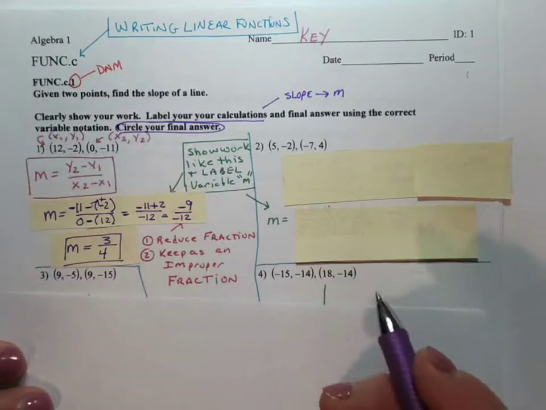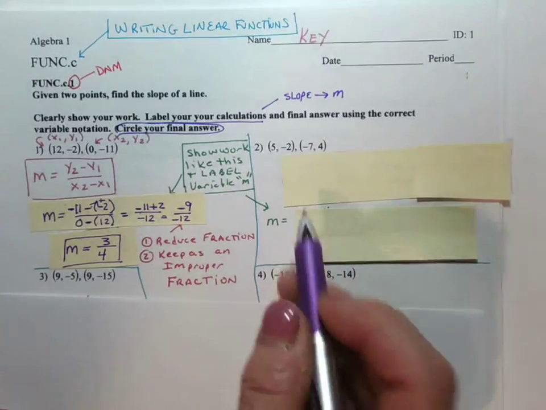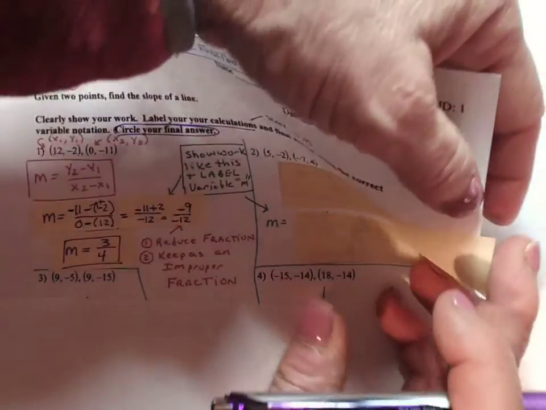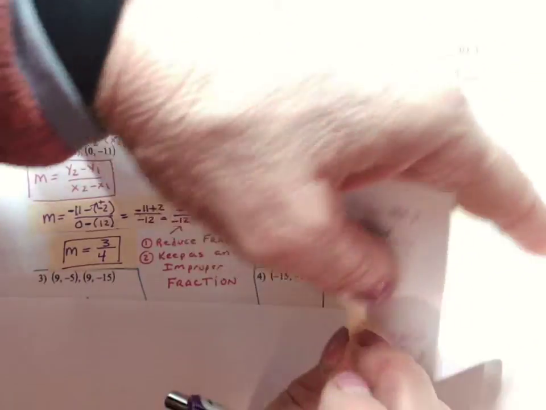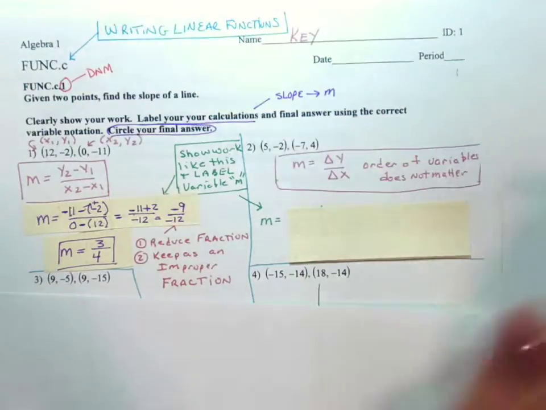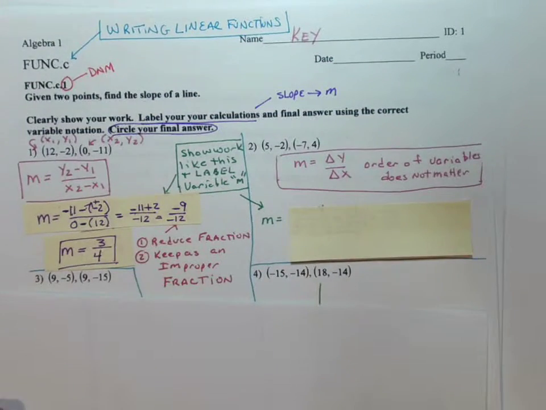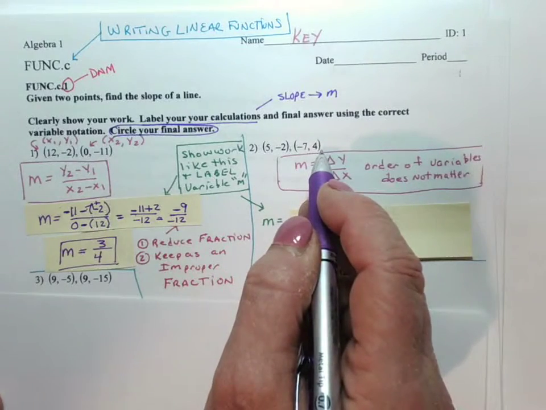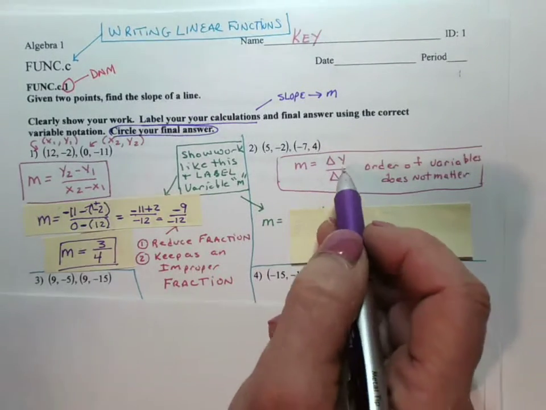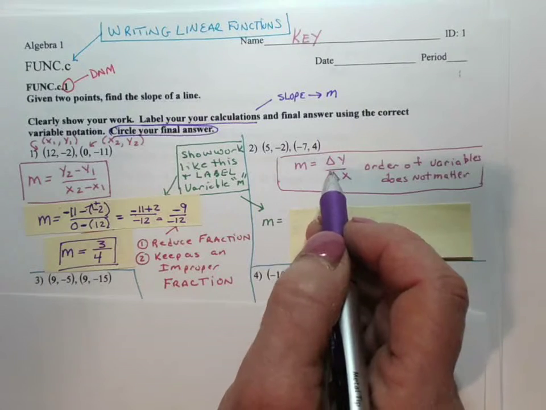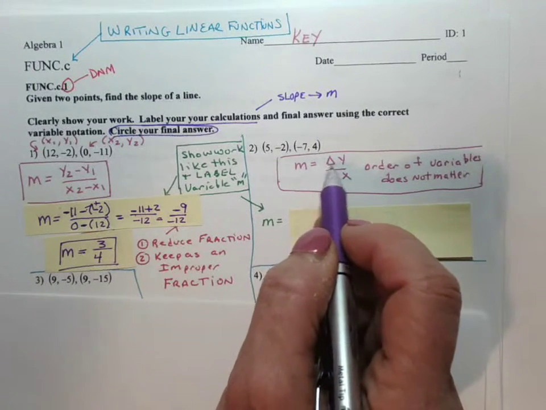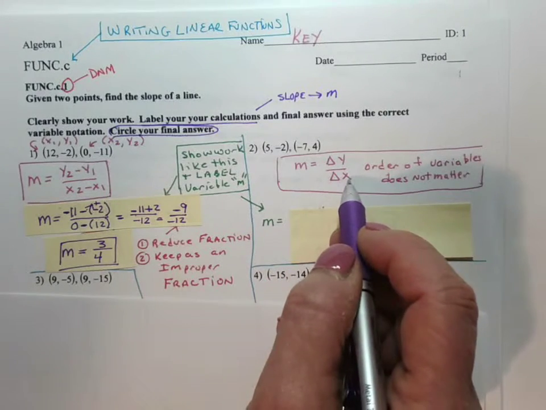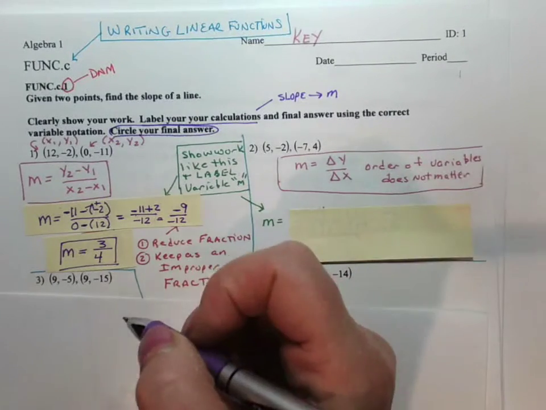The next problem I'm going to do with you, because I'm going to show you that it doesn't matter what order you do these points in. Okay? We naturally read from left to right. Another way that you can look at this formula is change in y, the difference in the y's, and change in x. The order of the variables doesn't matter.